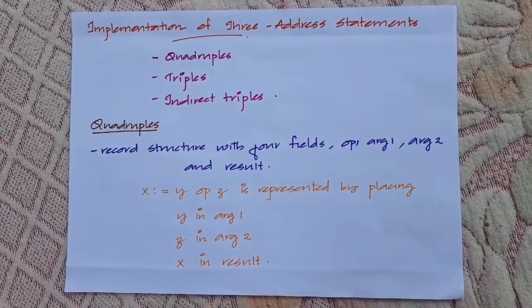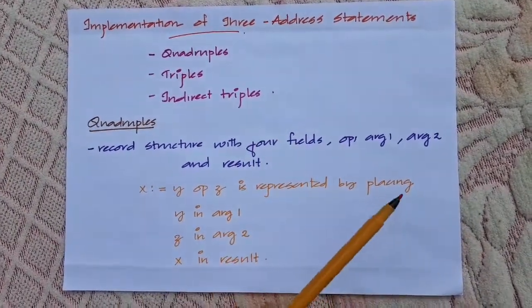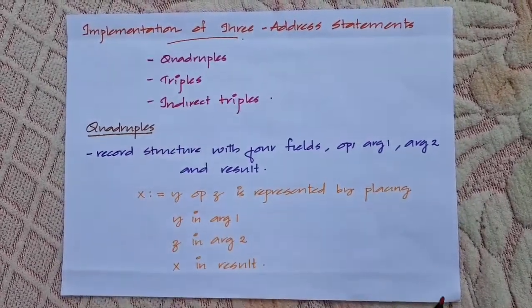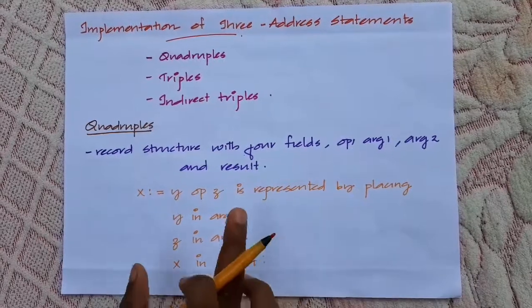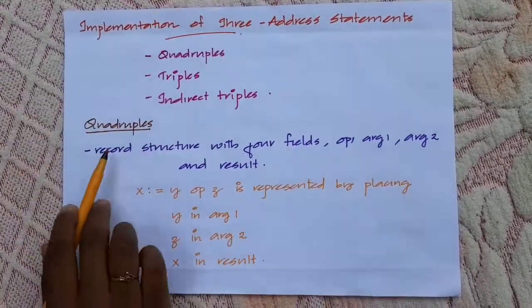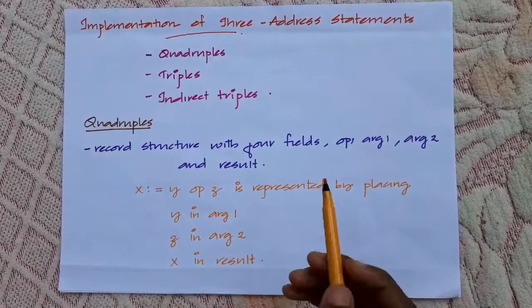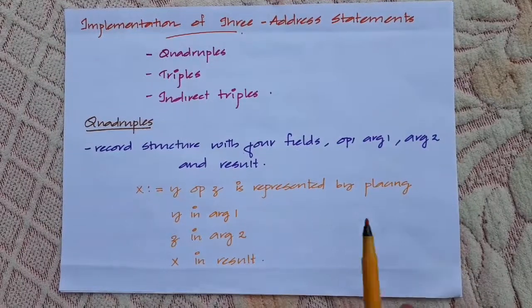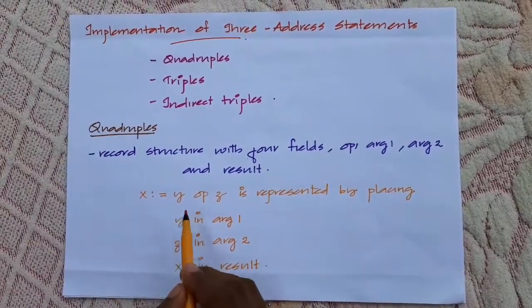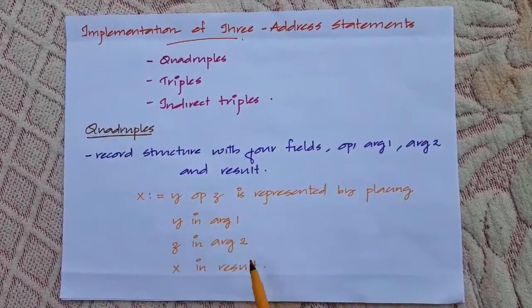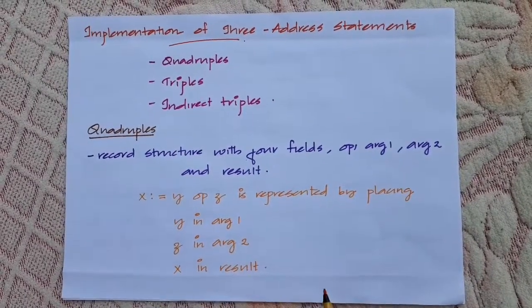Now we are going to discuss the implementation of three address statements, which is basically done using quadruples, triples and indirect triples. We will have a short intro about this. What do quadruple, triple and indirect triple mean? In the case of quadruples, there are four fields: operator, argument 1, argument 2 and result. Suppose an expression is of the form x = y op z. Y is assigned to argument 1, z is in argument 2 and x is in result.